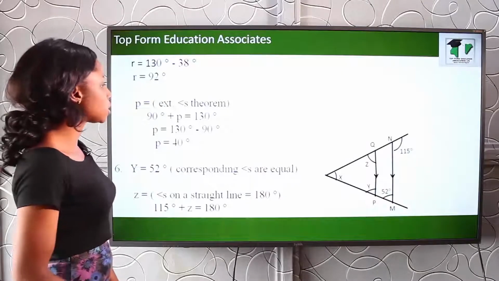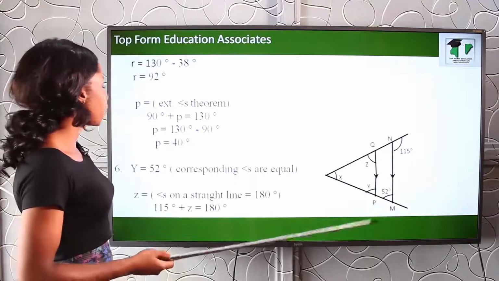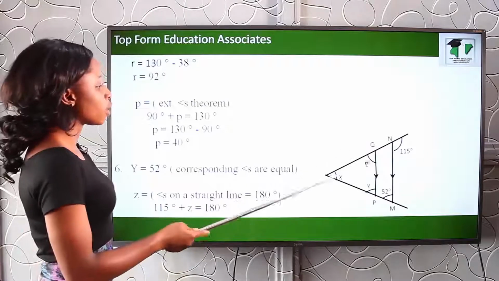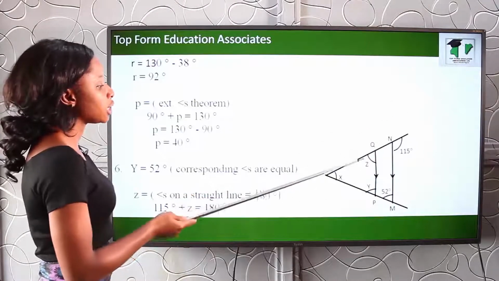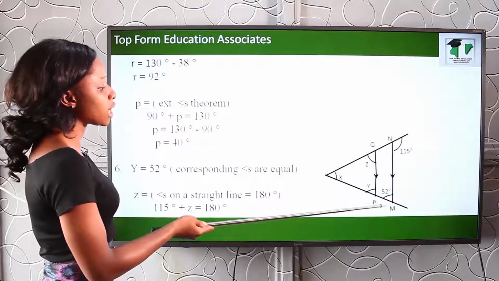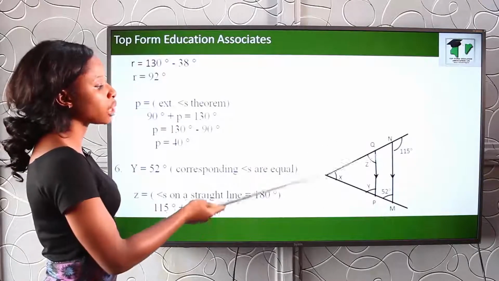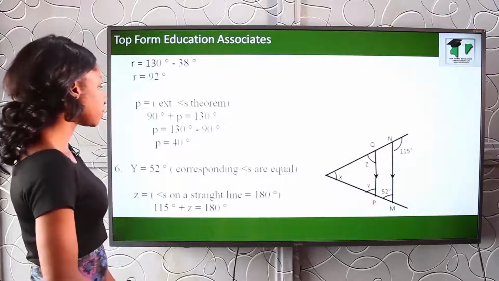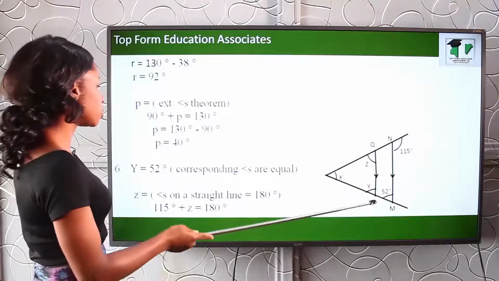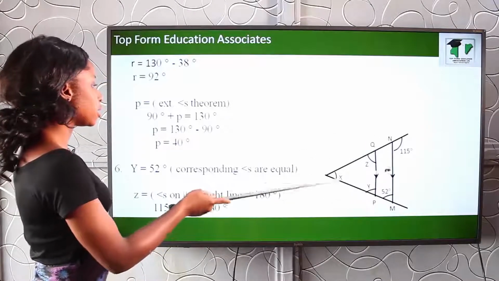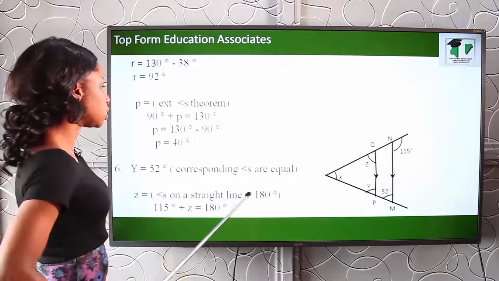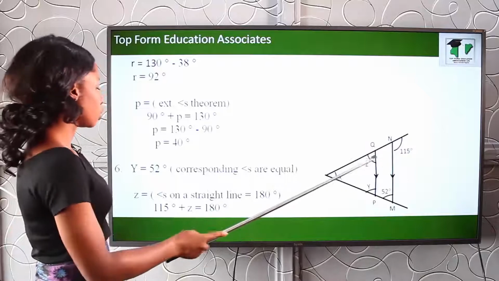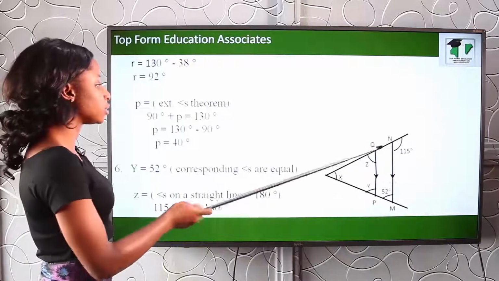Now, number 6, we were asked to find the value of x, y, and z if line QP is parallel to MN. Now, if you look at this very well, you see that there is a straight line here. So angles on a straight line are 180 degrees. So first of all, we're going to get our Z.